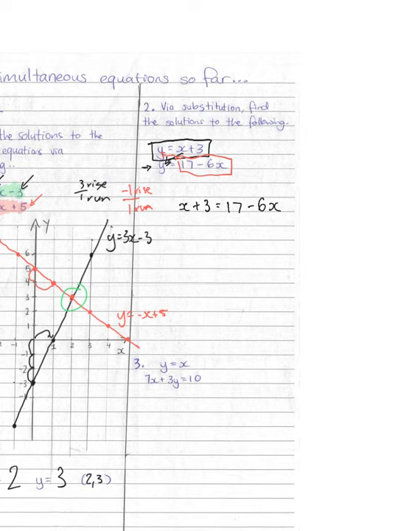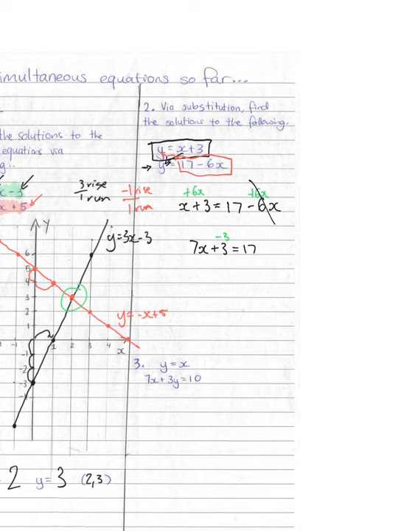Okay, so what we're going to do now is we're going to collect the x's on the same side. Might use my green pen. Okay, so I'm going to add the 6x to both sides. If you wanted, you could take the x to the other side, but I just want to deal with positive x values. So that's going to cancel that out. Leaves us with 7x plus 3 equals 17. Okay, and now we're just solving for x.